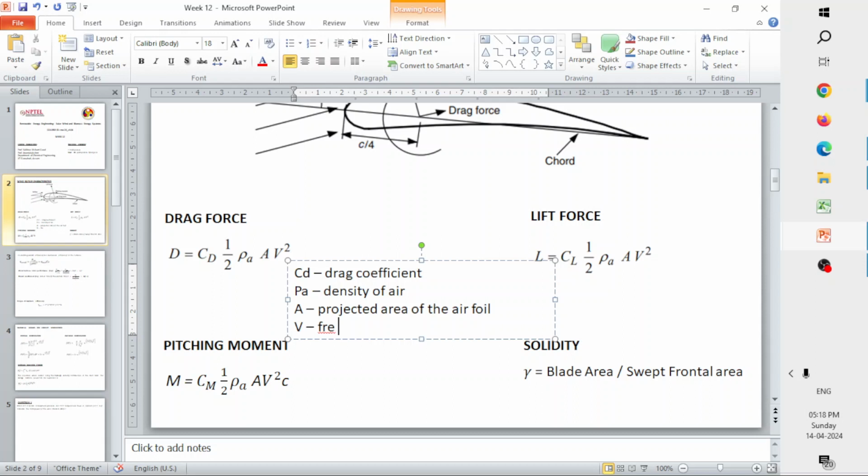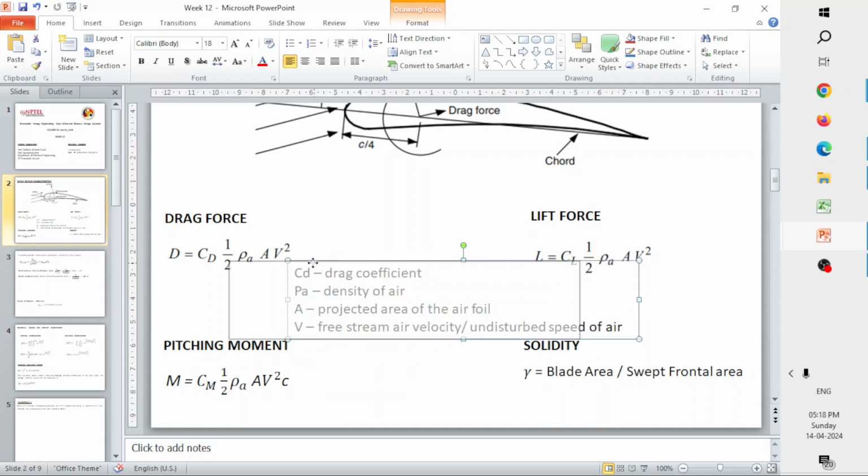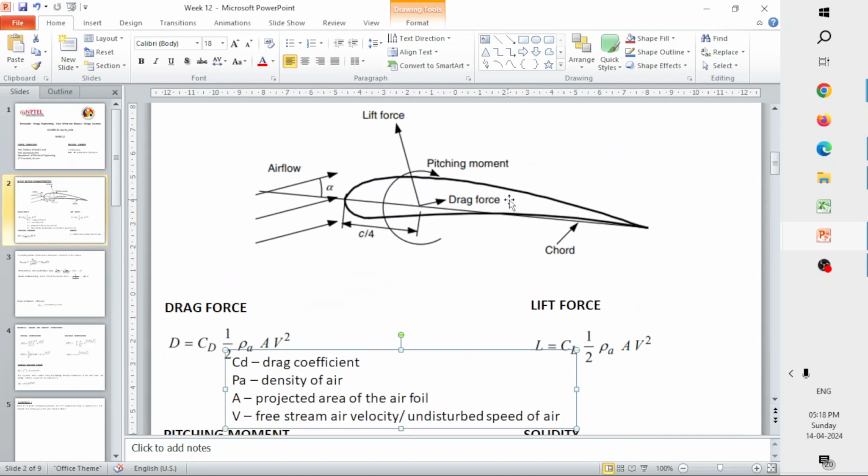Free stream air velocity, or in simple terms, the undisturbed speed of air. So this is about the drag force.